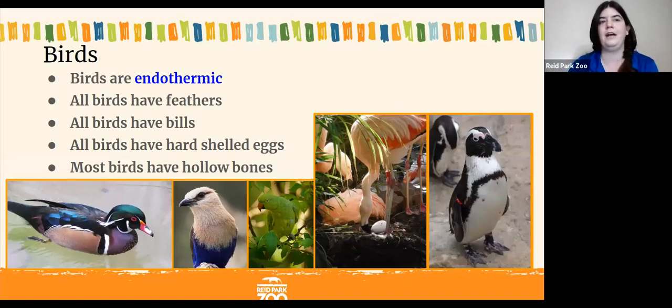All birds also have hard-shelled eggs. So the reptile eggs were kind of leathery, but birds have eggs with hard shells. And most birds actually have hollow bones. There's actually 2 types of birds that don't have hollow bones. Penguins and puffins do not have any hollow bones because they need to be heavier in order to be able to dive deeper. But even birds that don't fly, like ostriches and kiwis, still have some hollow bones.